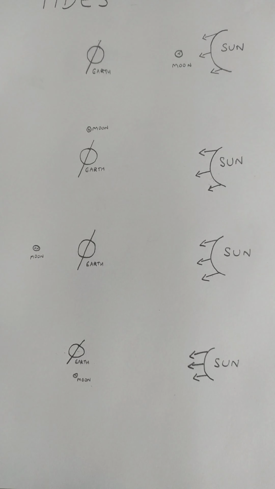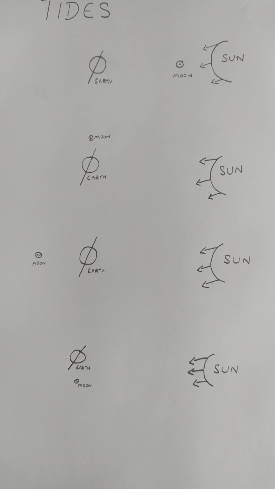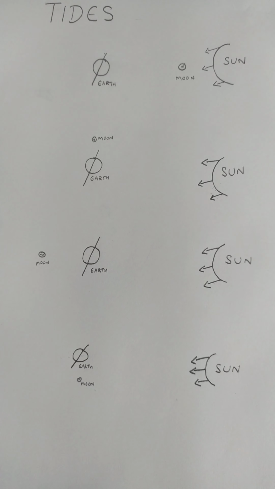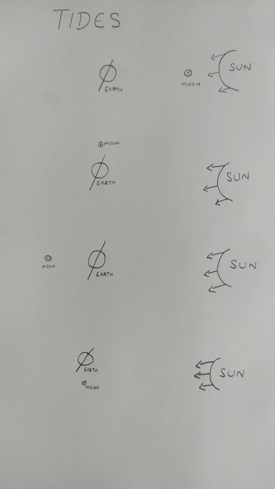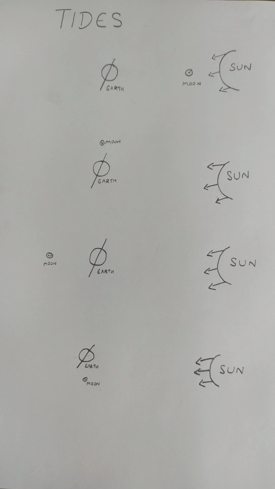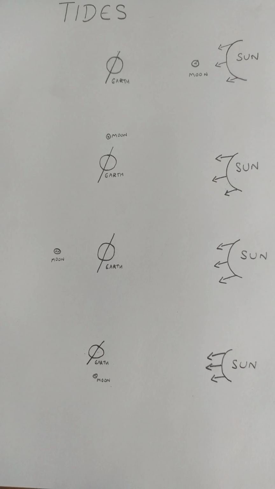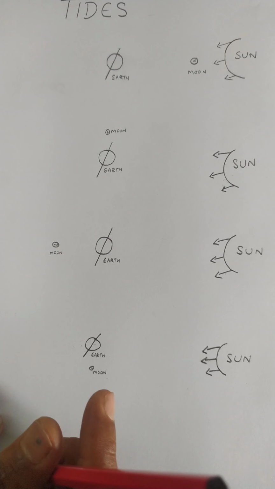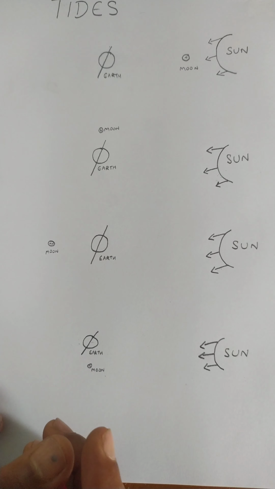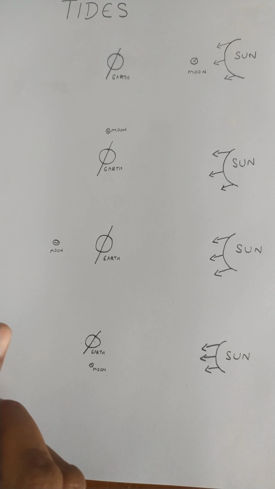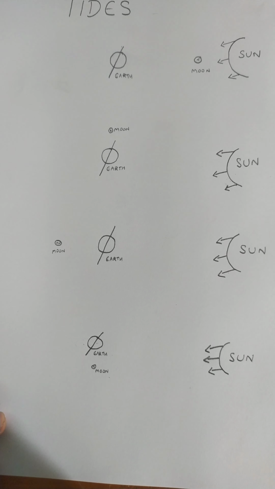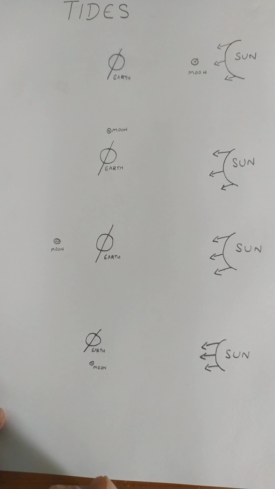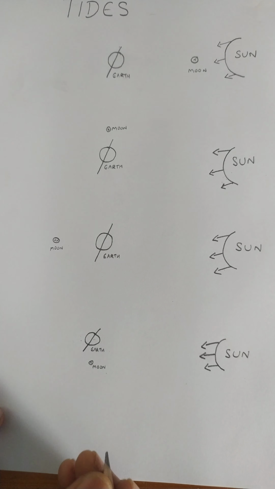Good evening. So today we will learn about tides. The tides are basically caused by the sun's and moon's gravitational pull. Also, the tides are of two types mainly, the diurnal and semi-diurnal. Diurnal means there is one high tide and one low tide per day, and semi-diurnal means there are two high tides and two low tides per day.